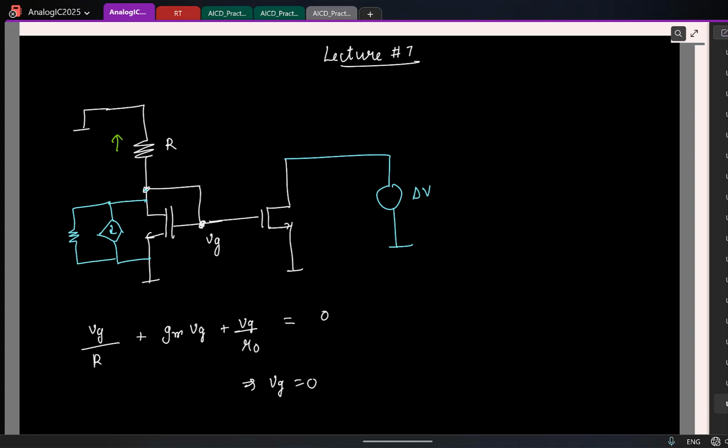Not always resort to KCL, KVL. Try to get some understanding of what's happening by inspection through your intuition. And again, in the last practice problem set, I gave a lot of small signal calculations for you to do. Please work them out. Ideally, I would want you to get the result by inspection, arguing logically and telling what the output should be.